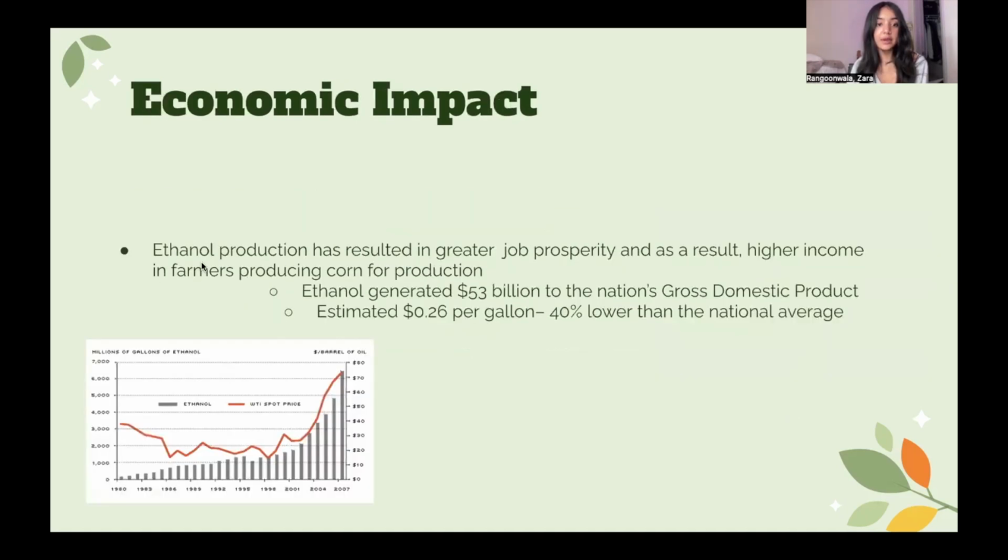As for its economic impact, ethanol production has resulted in greater job prosperity and, as a result, higher income for farmers producing corn for production. Ethanol generated 53 billion to the nation's GDP, which is the gross domestic product, and is estimated at 26 cents per gallon, which is 40% lower than the national average.